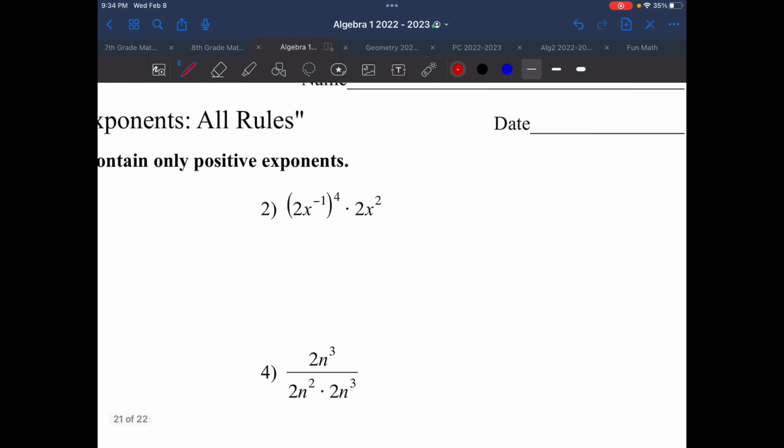How about number 2? In number 2, again, I'm drawn towards looking at the parentheses and seeing, can I simplify anything in there? Unfortunately, no, which means I'm forced to distribute 4 into the x, 4 into the 2. Again, you're distributing it into the bases and applying the power. So it's going to be 2 to the power of 4, x to the power of, again, I'm going to multiply -1 times 4.